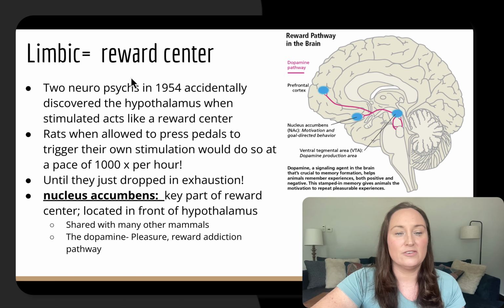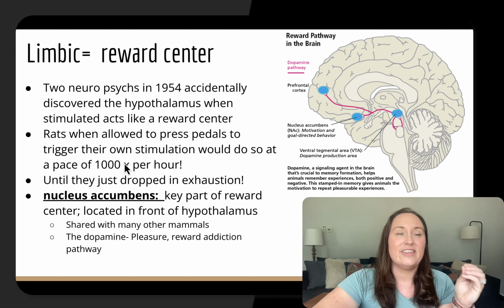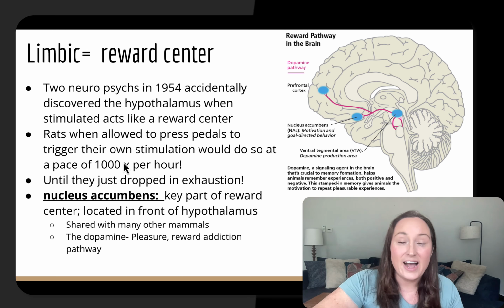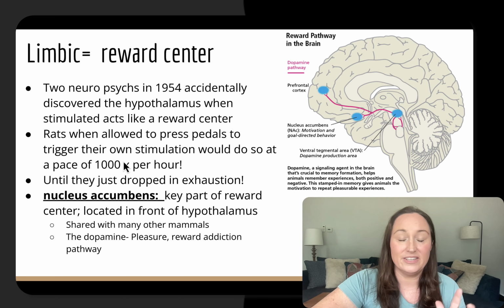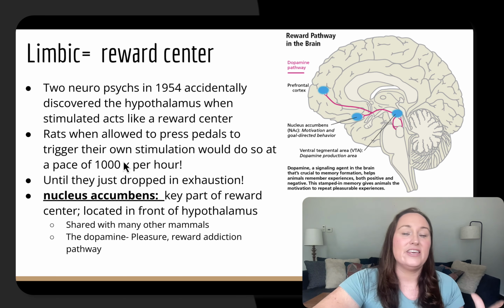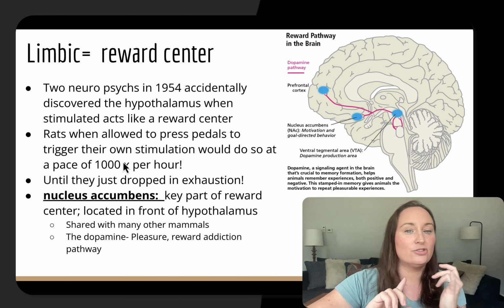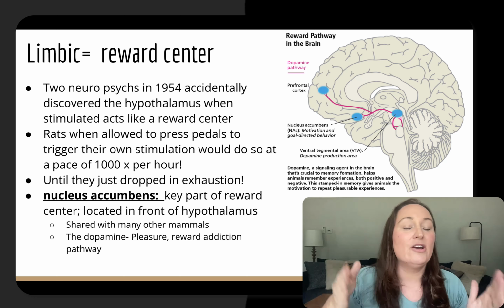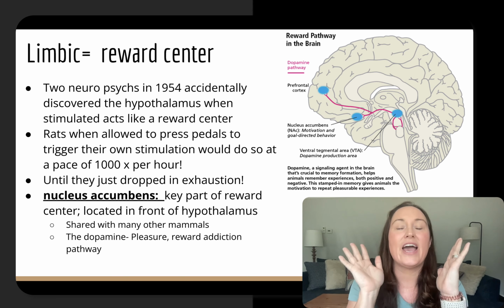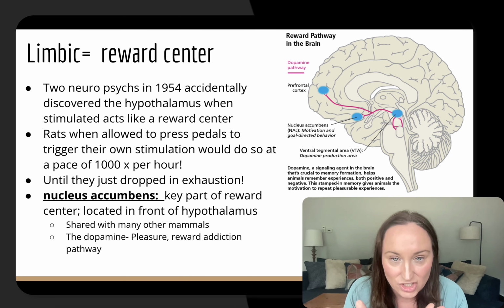And 2 neuropsychs accidentally found this, that they had a button that activated this part of the brain, this dopamine pathway. And these rats would push this button until they collapse. They would not drink water. They would forgo food. They will push this button until they absolutely crash down.